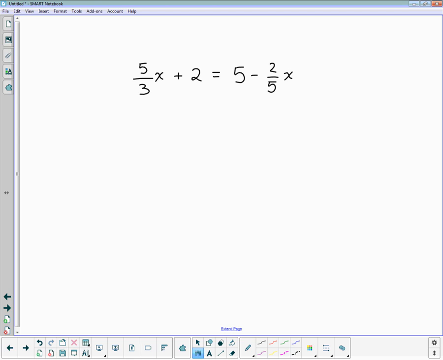Okay. So now we have to make a decision about how to get rid of the 5 in the denominator on the right and the 3 in the denominator on the left. What number do you want that'll get rid of both 3 and 5? 15, right? Let's multiply everybody by 15.